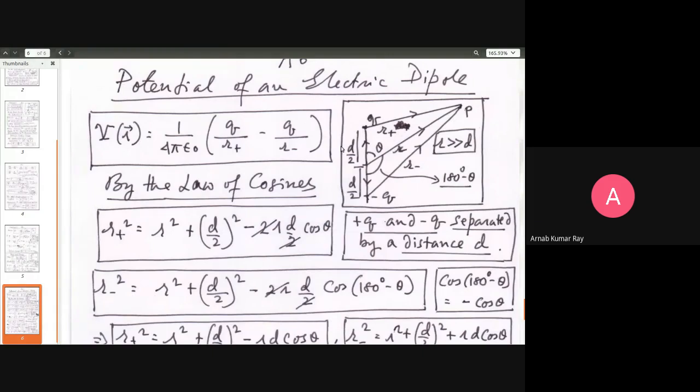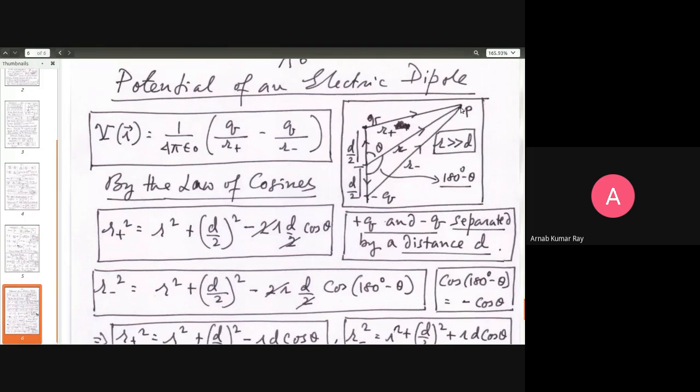Okay, so I have made a slight error in the diagram. I'll just clarify that error as well. What is the potential at this point, P? Remember, P is at a distance r from the midpoint of the line joining the two charges, q and minus q. And this distance r is very much greater than d. And of course, there's also this angle theta to be noted, and the other angle, 180 degrees minus theta, to be noted as well.